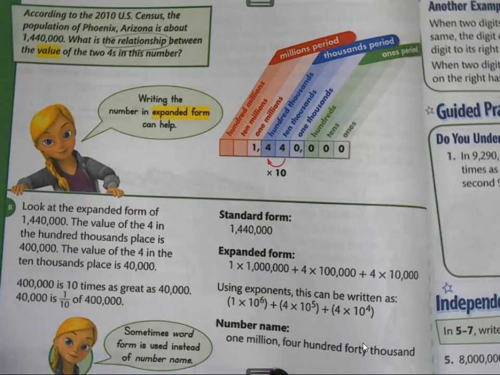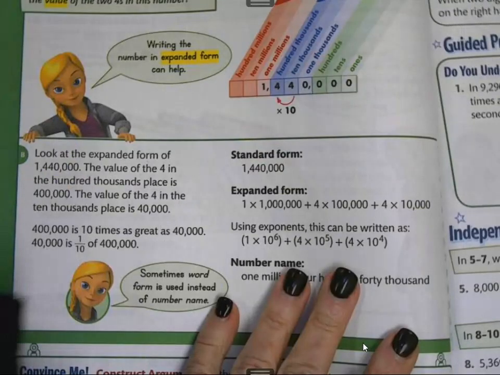Now, our directions, or our little 5th grade helper, tell us that writing the number in expanded form can help. Expanded form is kind of like an accordion where you pull it out and you are multiplying the digit times the place value for each digit in the number. So if I look at the expanded form of 1,440,000, the value of the 4 in the hundred thousands place is 400,000. The value of the 4 in the 10,000s place is 40,000. And we kind of wrote that out without expanded form on the previous page, didn't we?